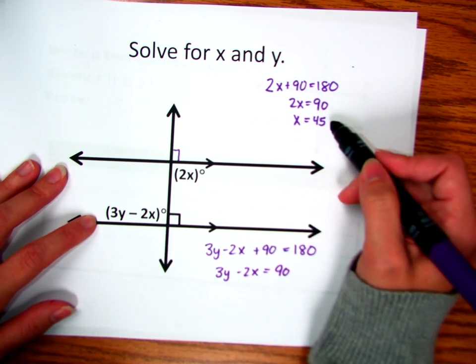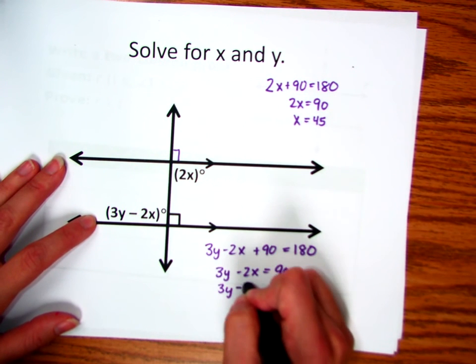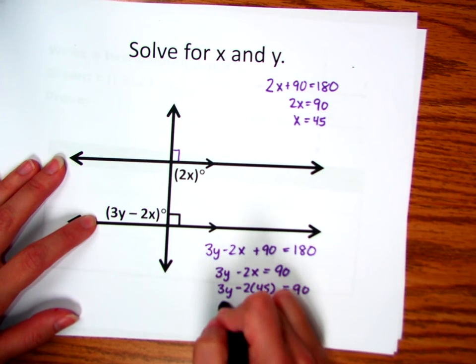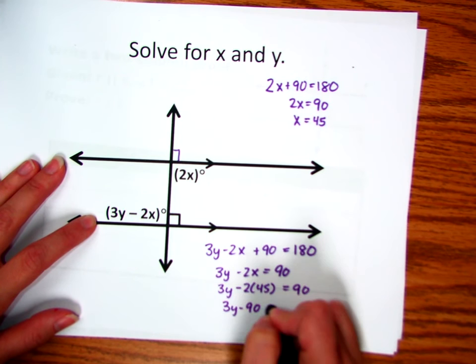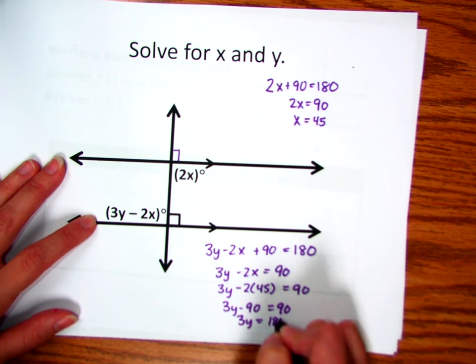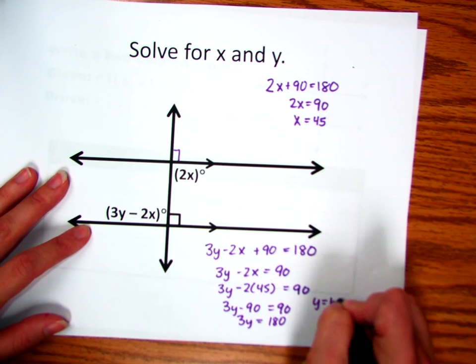We already know that x is valued here at 45. So we get 3y minus 2 times 45 equals 90. This right here is 90, so 3y minus 90 equals 90. Add 90 to both sides, 3y equals 180. Divide both sides by 3, and y will equal 60.